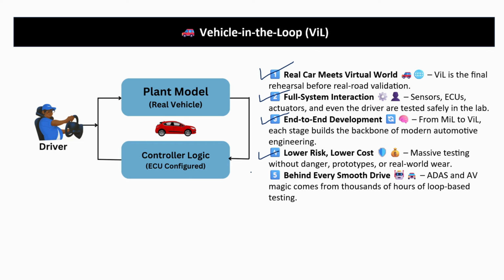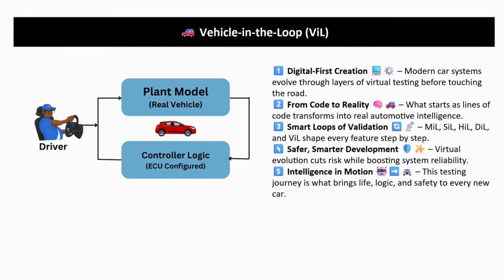So, the next time you see a self driving car or an advanced driver assistance feature working flawlessly on the road, remember it's not magic. It's the result of thousands of hours of model, software, process, hardware, driver, and vehicle in the loop testing behind the scenes. And that's how every new car system is born. Not just through design, but through the digital evolution of testing itself. From code to car. This is how engineers bring intelligence to motion.